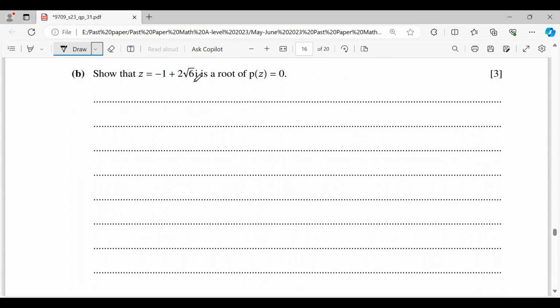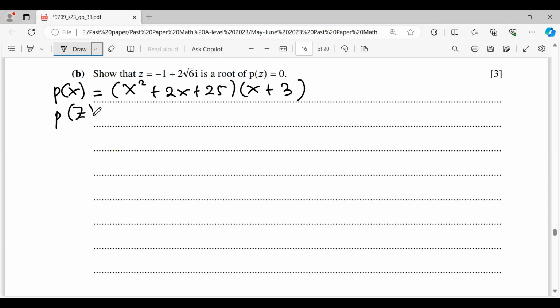Part B: show that z equals negative 1 plus 2 square root 6i is a root of P(z). I'm going to write down P(x) equals x squared plus 2x plus 25 times x plus 3. It means P(z) equals z squared plus 2z plus 25 times z plus 3. With z equals negative 1 plus 2 square root 6i.